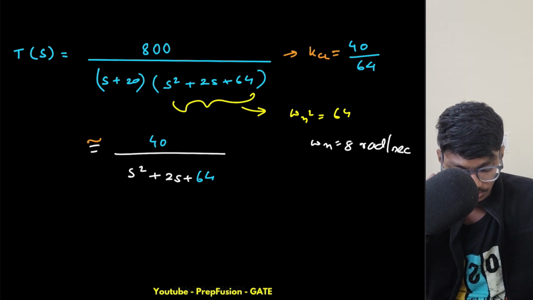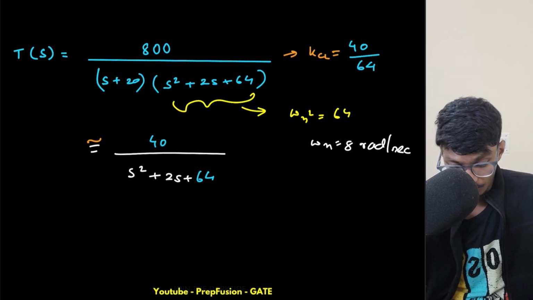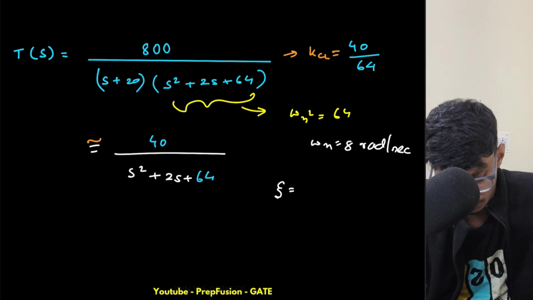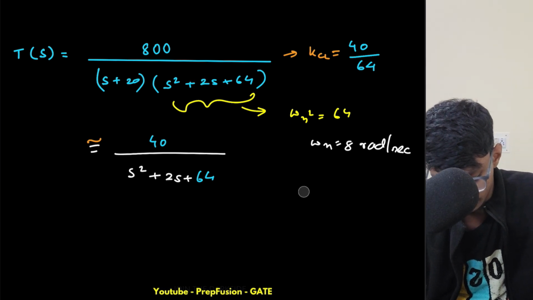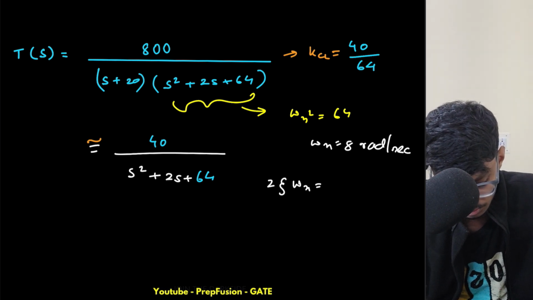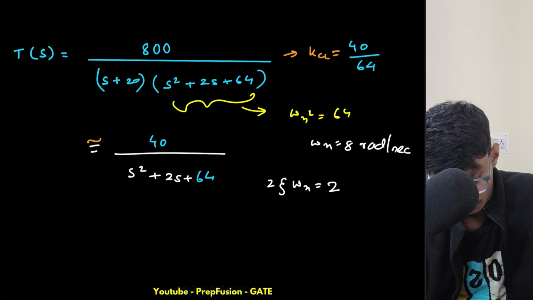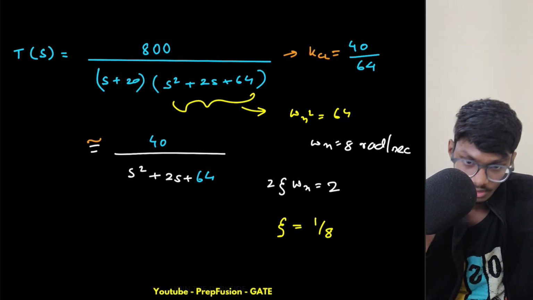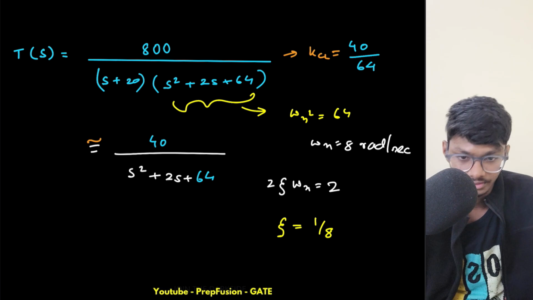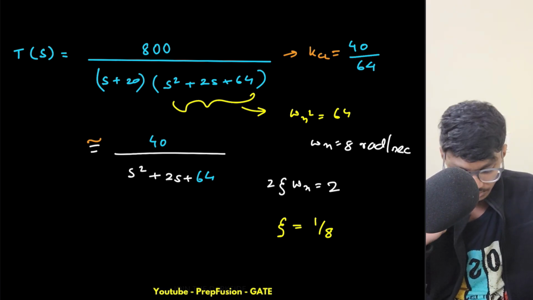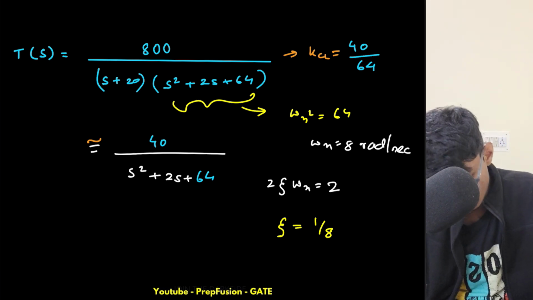Now from here can we find out the zeta? 2 zeta omega n is this value. So 2 zeta omega n equals 2. Hence zeta equals 1 by omega n, which is 1 by 8. Now we got our zeta. So what you can do, either you find the theta and from there you find out the value, or what you can do is simply replace it.